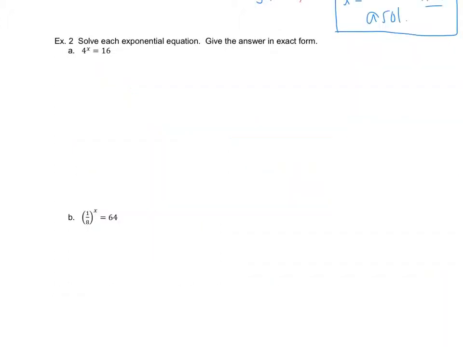Now we're going to move on to solving exponential equations. It says give the answer in exact form. Exact form is going to be no decimals; we're going to leave it in the purest form that we can. The first thing you want to do when you solve exponential equations is look and see: is this one where you could make the two bases become the same number? If it is, then that's the way you want to approach it. If it's not, then we'll approach it a different way.